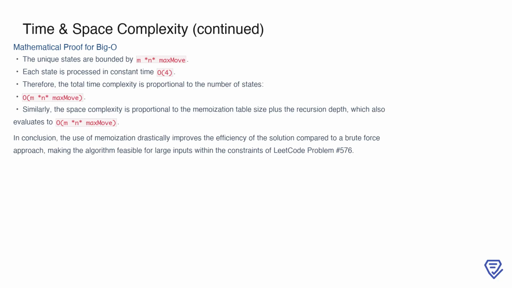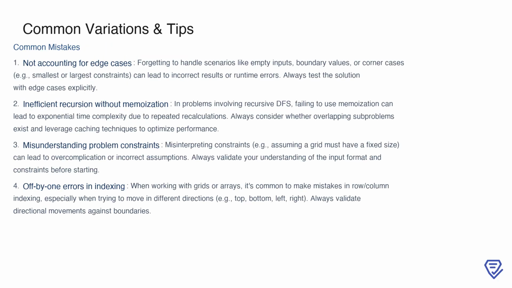When tackling grid traversal problems, there are a few common mistakes you should watch out for. First, not accounting for edge cases can lead to problems, especially when handling scenarios like empty inputs, boundary values, or corner cases involving the smallest or largest constraints. These cases can cause runtime errors or incorrect results if overlooked, so always test your solution explicitly with edge cases.